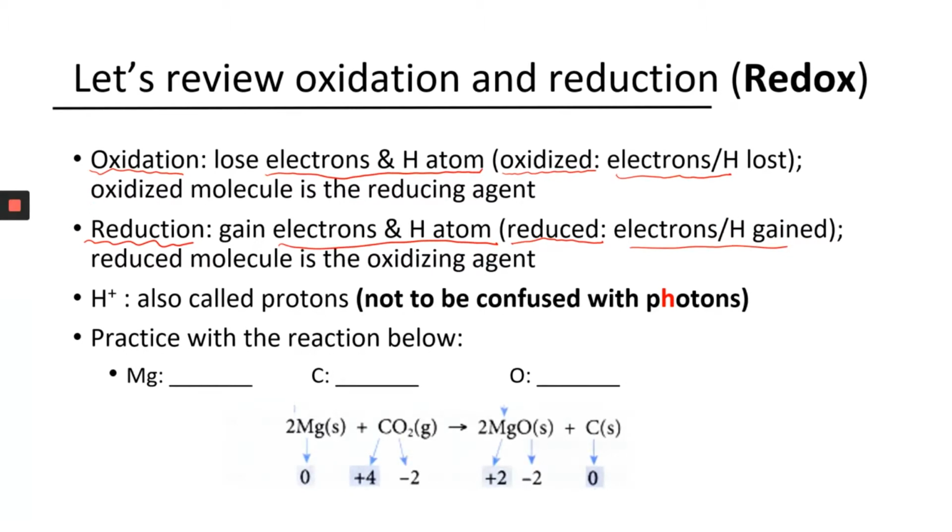So besides oxidation and reduction, there's another thing that I need you to remember. So the oxidized molecule, remember, if the molecule loses electrons and hydrogen atom, it's oxidized, right? But relative to the other molecule, this molecule will be the reducing agent because it's reducing the other molecule that takes away the electrons. All right, and then the reduced molecule, the molecule that gains electrons and hydrogen atom, is going to be the oxidizing agent because it oxidizes the other molecule.